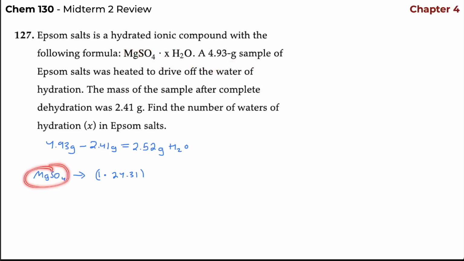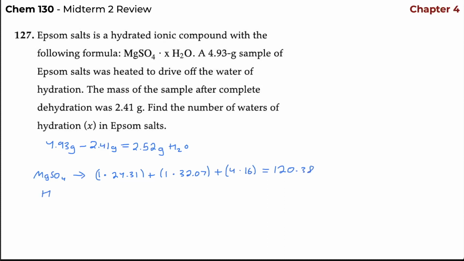So we're taking this and doing 1 mole times 24.31 grams per mole, plus one S atom times 32.07 grams per mole, and then we're going to have 4 oxygen atoms, each one is 16 grams per mole. That gives us 120.38, right?